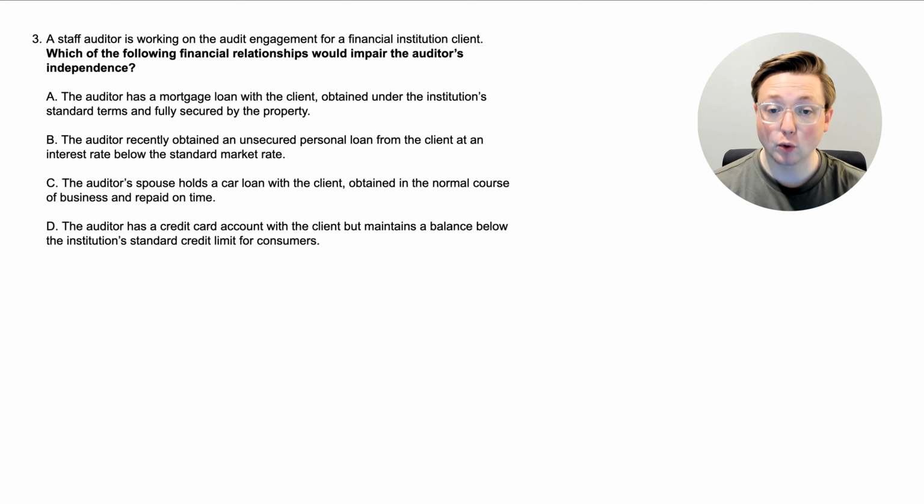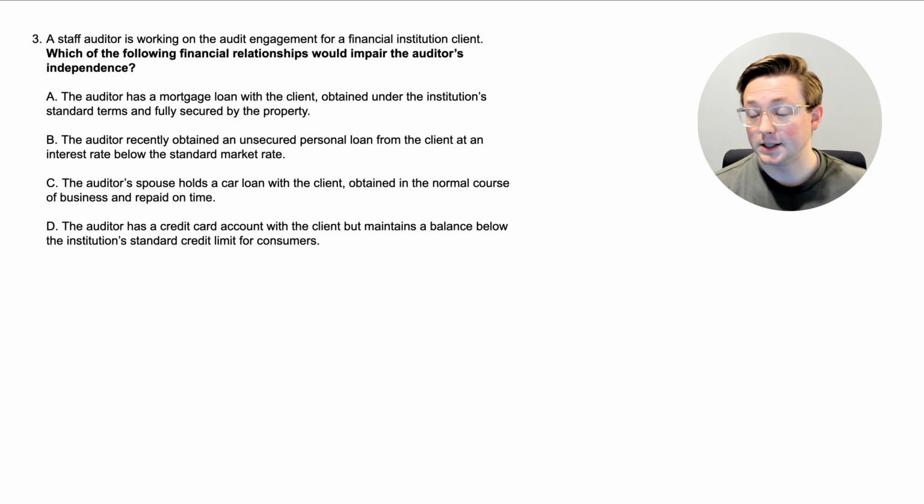A, the auditor has a mortgage loan with the client obtained under the institution's standard terms and fully secured by the property. B, the auditor recently obtained an unsecured personal loan from the client at an interest rate below the standard market rate. C, the auditor's spouse holds a car loan with the client obtained in the normal course of business and repaid on time. Or D, the auditor has a credit card account with the client but maintains a balance below the institution's standard credit limit for consumers.